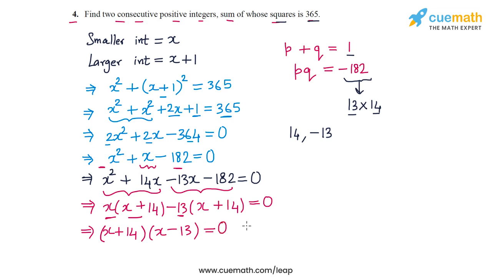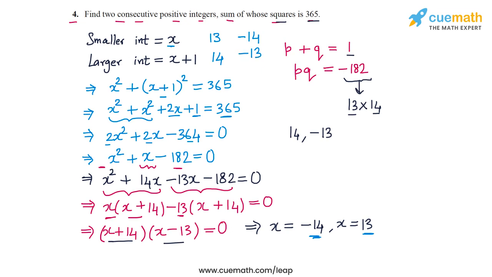Now we can say that the two roots of the equation are x equal to minus 14, which is the 0 of this first factor, and x equal to 13, which is the 0 of the second factor. So there are two possibilities. The smaller integer is x, so that's 13 if I take this root, and the larger integer is x plus 1, so that's 14. The other possibility is that the smaller integer is minus 14, which means that the larger integer will be the next one, which is minus 13. So in both cases, the sum of their squares is 365.